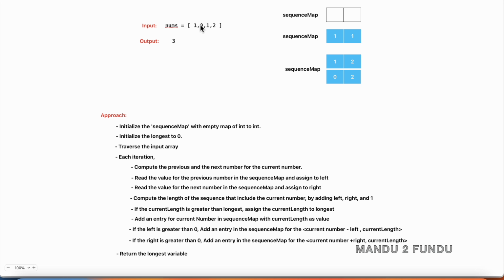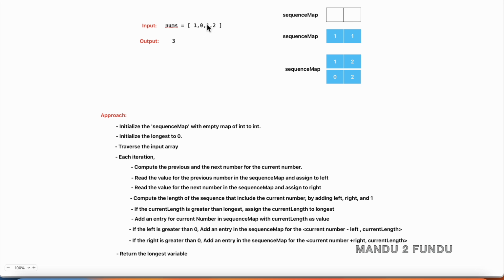Okay. So after processing this element, we add an entry for this element with the new sequence length. So that's why we see 0 and 2. Next, we have to update an entry of the element present in the boundary of the new sequence. In this case, 0 and 1 forms the new sequence.